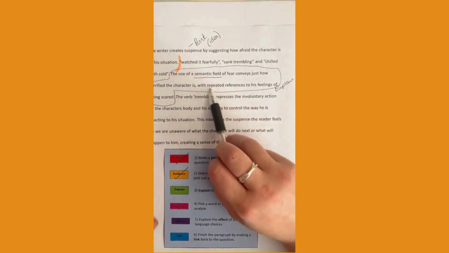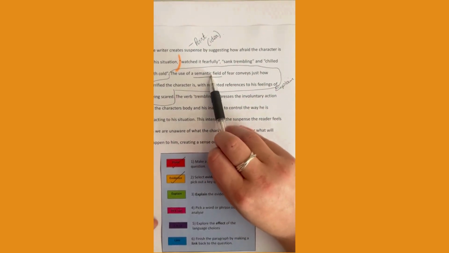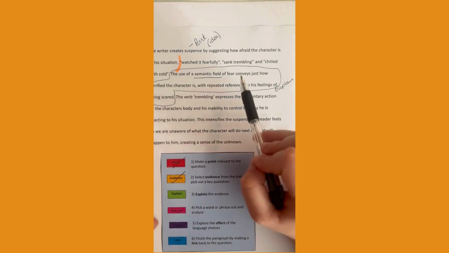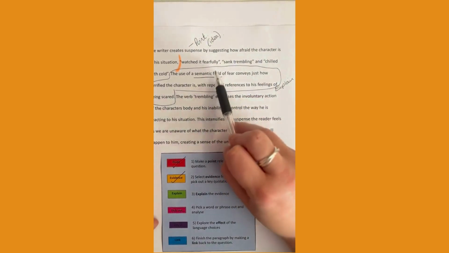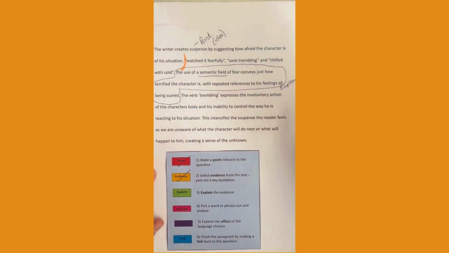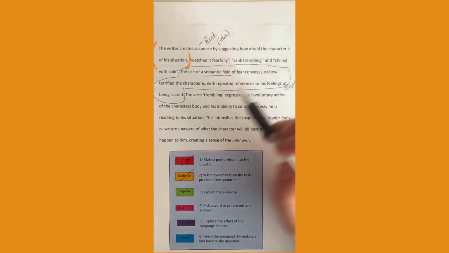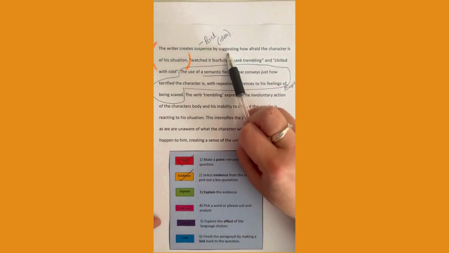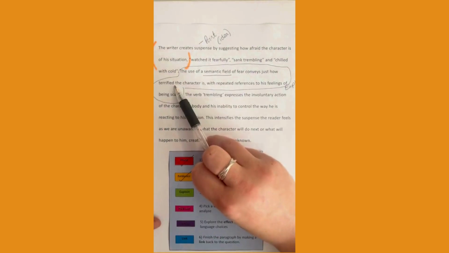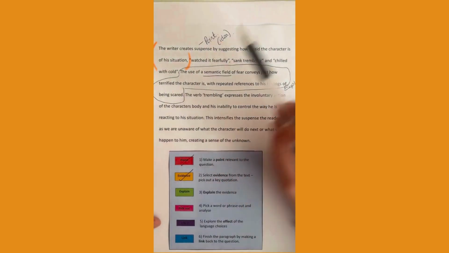Because I'm explaining that it's a semantic field, I've named it, that's great, mark for that. And then I'm talking about what the effect of that is. It shows how terrified he is. I'm throwing it back to my point, suggesting how afraid he is, terrified. So I've linked it there, I've explained the quotations.